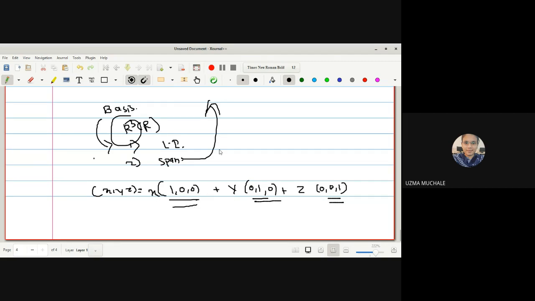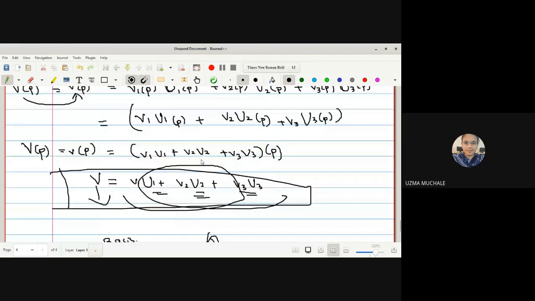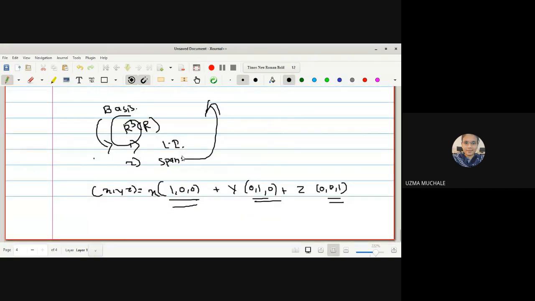But here origin is fixed, that is 0, 0, 0. But here in this differential geometry, origin is not fixed. That's why we are writing it as u1p, u2p and u3p. Correct? Understood this one?